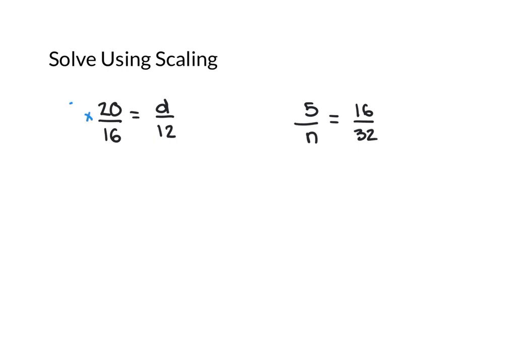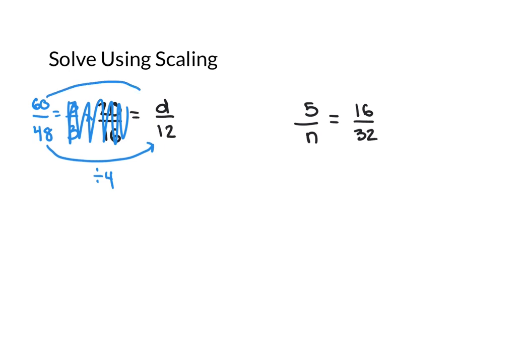If I were to multiply 20/16 by 3 over 3, I get 60/48. Now 60/48 is equivalent to d over 12. Now I'm in good business because I know that 48 divided by 4 is 12. So I can then do 60 divided by 4, and I get 15.